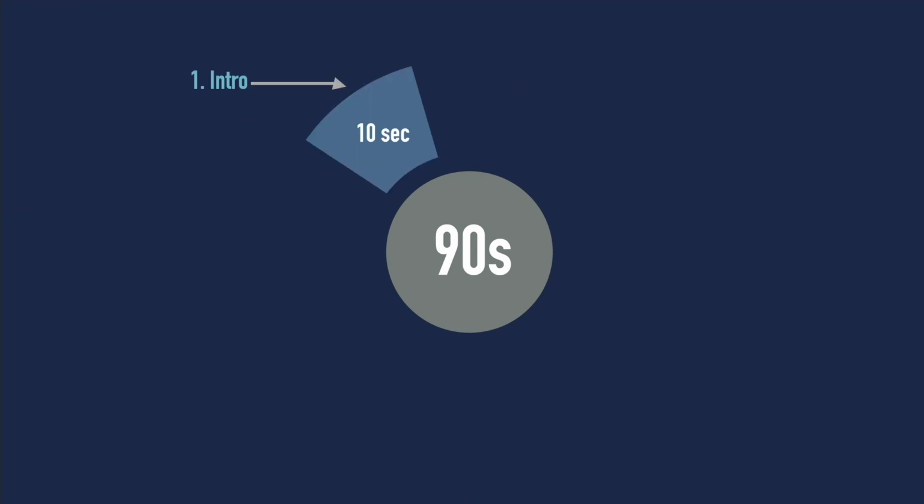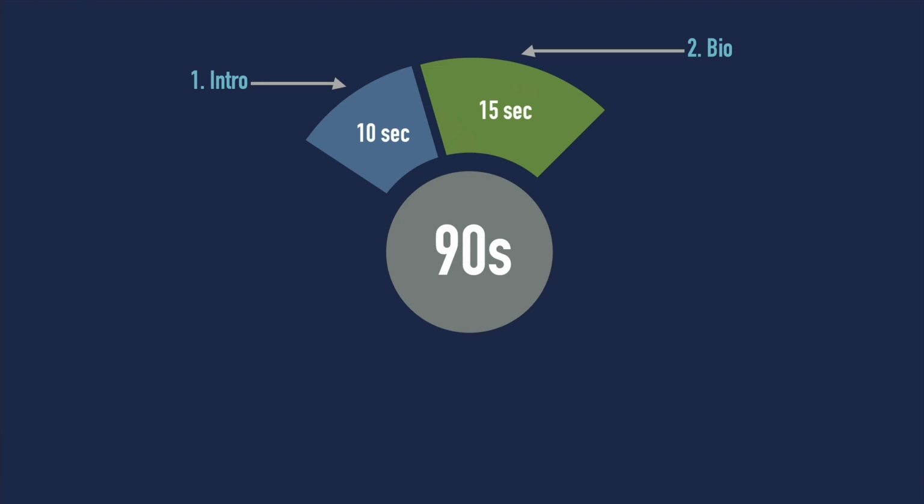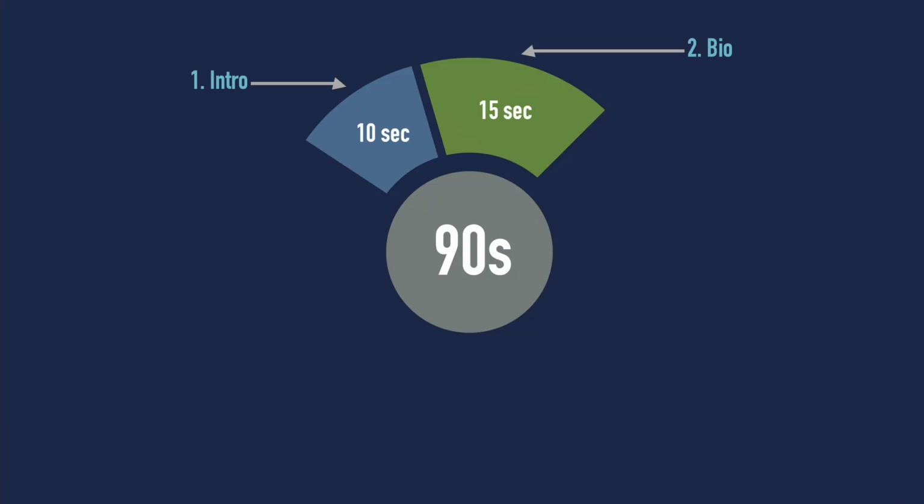The first stage is going to be the intro, about 10 seconds, where you say your name and the name of the course so people know that they're in the right course. The second thing is going to be your bio. Why are you the right person to teach this? What have you accomplished in this field that gives you credibility so your students can feel confident that you're the right person? And that could be about 15 seconds.